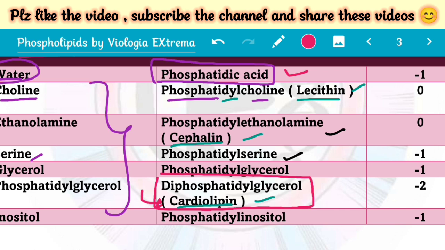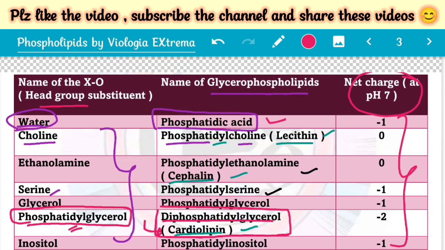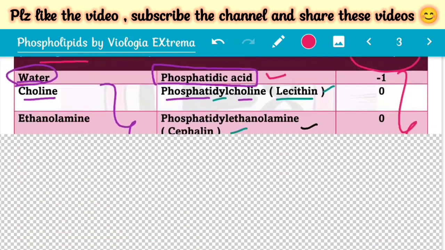And now we know this cardiolipin is nothing but diphosphatidylglycerol, a kind of phospholipid in which the polar head group is phosphatidylglycerol. You getting me? And these are the net charges which can be present. This is also important.